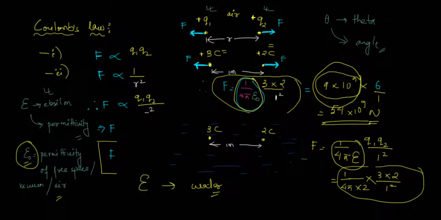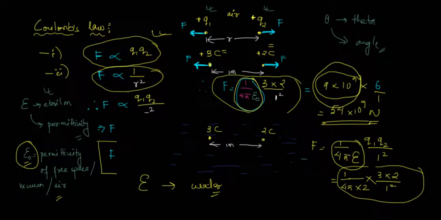So this is Coulomb's law. A quick revision: the force between any two point charges at rest is directly proportional to the product of the two charges and inversely proportional to the square of the distance between them. Expressed as a formula, F is equal to 1 by 4 pi epsilon, or epsilon naught, q1 q2 by r square. This is the general formula.